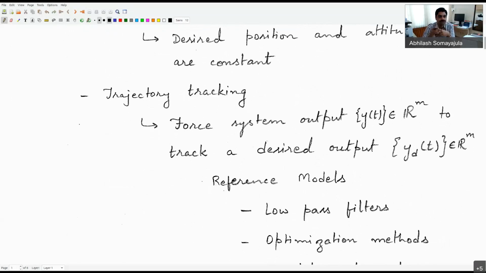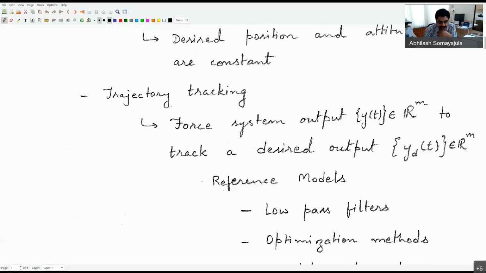Okay, here what we want to do is force the system output, which means we look at our plant's output, which is its velocities and positions, and force them to follow some desired path. I have a desired velocity and a position to be followed with respect to time, and I am forcing my system to follow that particular predefined path. So this is where trajectory tracking comes into the picture.